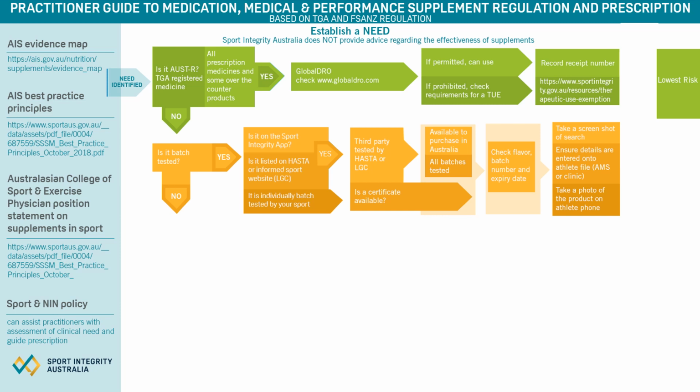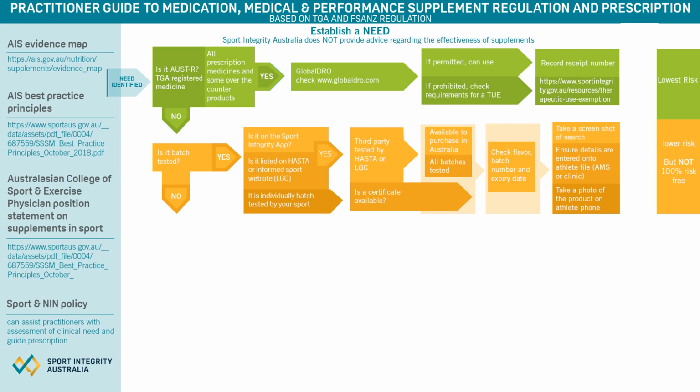Practitioners and athletes should ensure that the details of the substance are entered into the athlete file, either the AMS, Athlete Management System, or any clinical file. It's also recommended that the athlete take a photo of both the front cover of the product or the front label and also the contents label. While batch tested substances are lower risk, it's important to note they are not 100% risk-free.